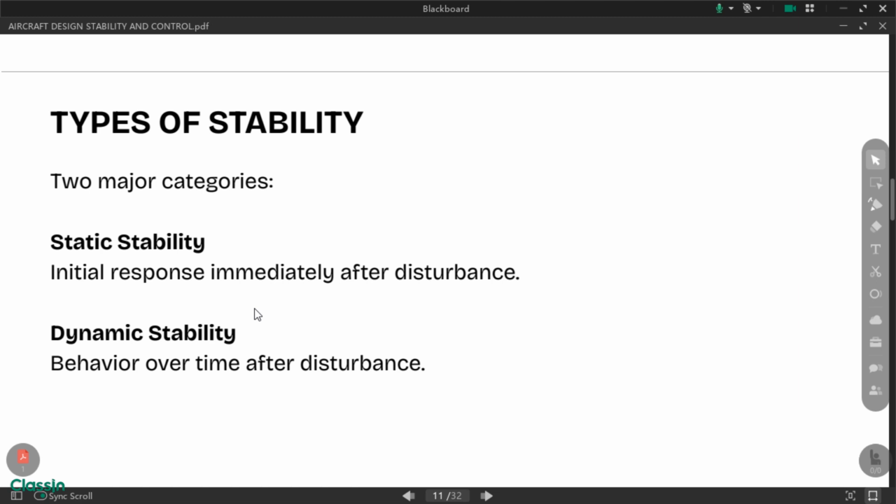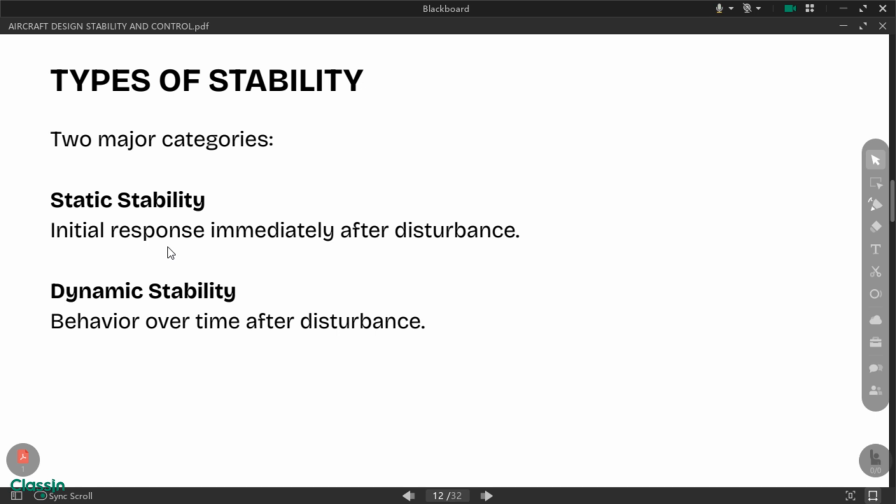So, more on stability, we have two major categories for stability. Okay, so we divide it into two concepts. First would be static stability. So, yung sa static stability natin, it asks what is the aircraft's initial response immediately after disturbance. Okay? For dynamic stability naman, it asks what happens to the aircraft over time upon being disturbed. Okay? So, think of yung static stability as the first reaction. Tapos think of the dynamic stability as the entire story.